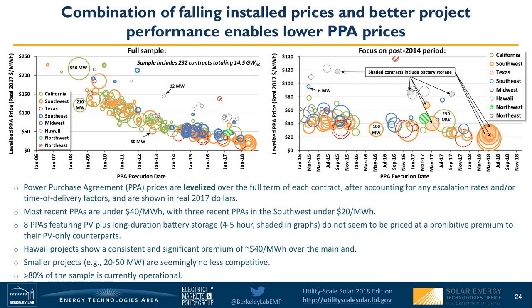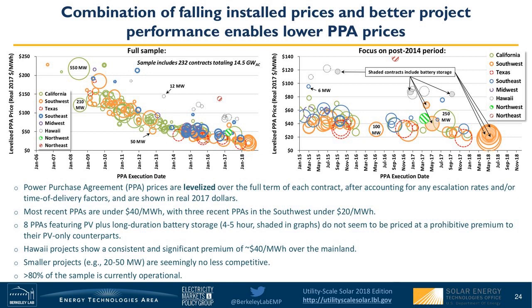Okay, turning now to PPA prices. The combination of lower upfront costs that Yo covered earlier and higher capacity factors that I just covered has enabled PPA prices to fall rather dramatically over time. Each bubble shown on these graphs represents the levelized PPA price from a single contract, with the size of the bubble tied to contract capacity and the location on the graph indicating the levelized price at the date of contract execution.